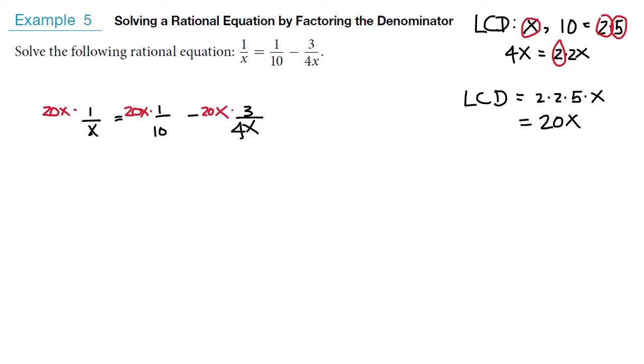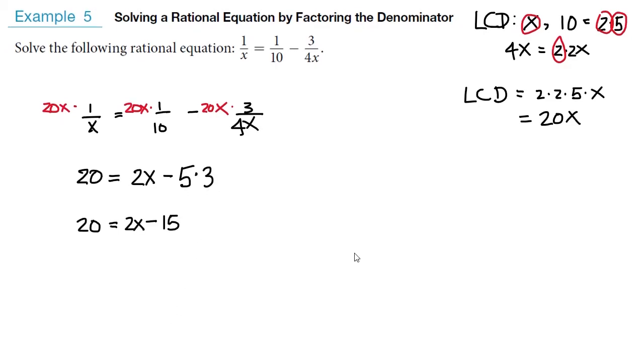Multiplying both sides of the equation by the least common denominator, I get 20x multiplied by 1 over x, so that's just 20, equals 20x multiplied by 1/10, so that's 2x, subtract 20x multiplied by 3 divided by 4x, so that's going to be 5 times 3. So this leaves me with 20 equals 2x, subtract 15.